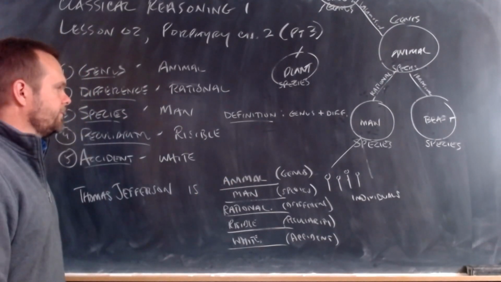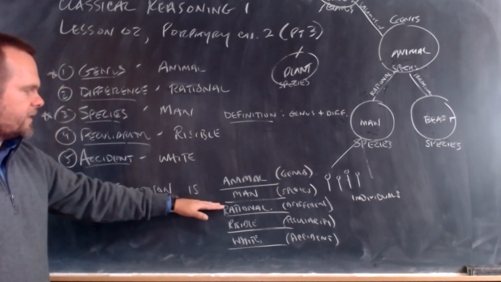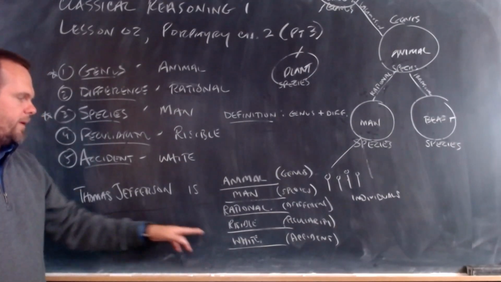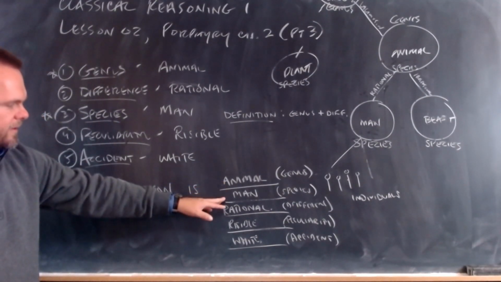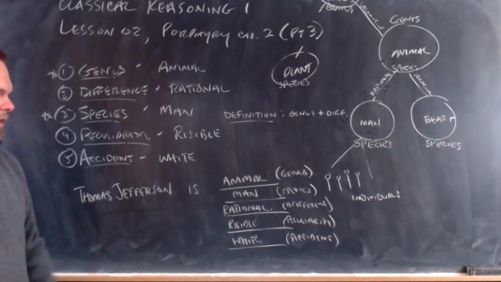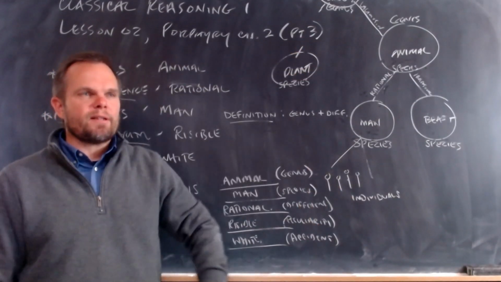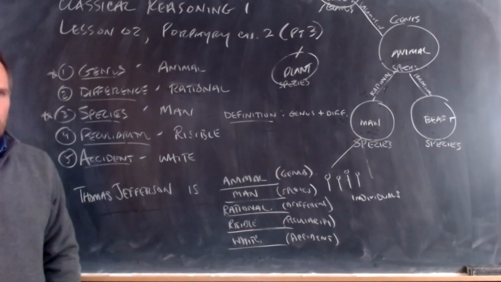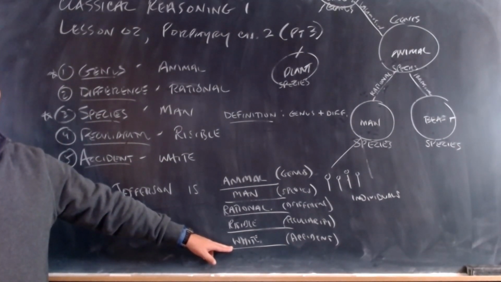That's what's important. So the 5 predicables are 5 different kinds of things that we can say about a subject. And each of these things that we say about the subject has a different relationship to the subject and to its species and to its genus and to other things. Okay?